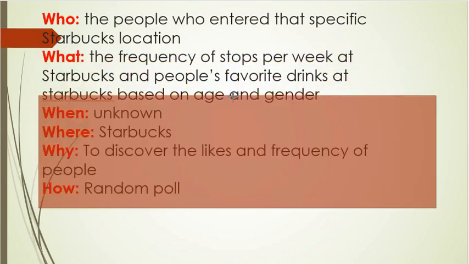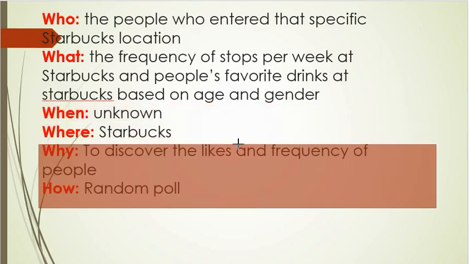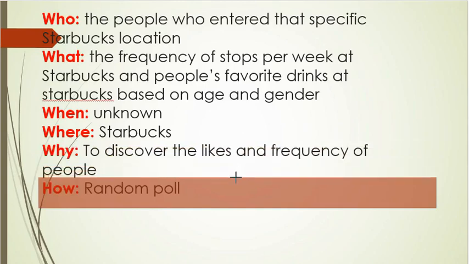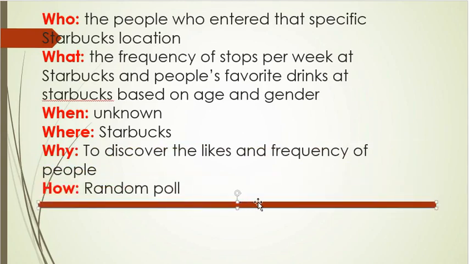We're going to look at the 5 W's and 1 H. The who, the people who entered this specific Starbucks location, is your who. The what is the frequency of stops per week at the Starbucks and the people's favorite drinks at the Starbucks based on their age and gender. When and where, we don't know when it was taken, it's just that it was at a Starbucks when they walked in. The where is your Starbucks. The why was to discover the likes and frequency of people. And the how said it was a random poll.